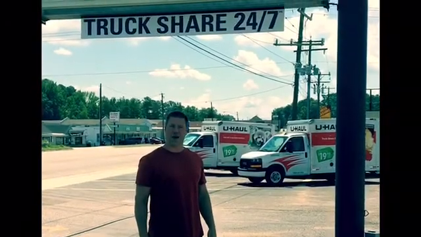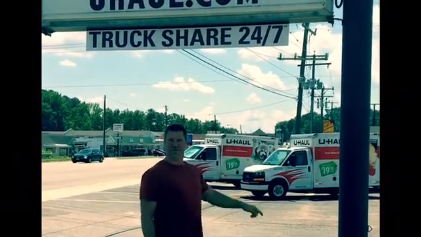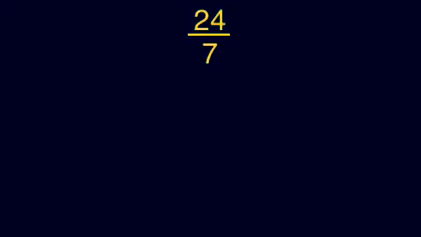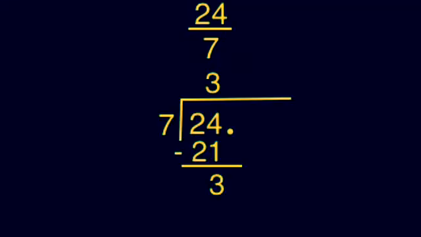This time I found an improper fraction. So here's 24/7. To change it to a decimal, we're going to divide 24 by 7. First step, 7 can go into 24 3 whole times. That leaves us with a remainder of 3.